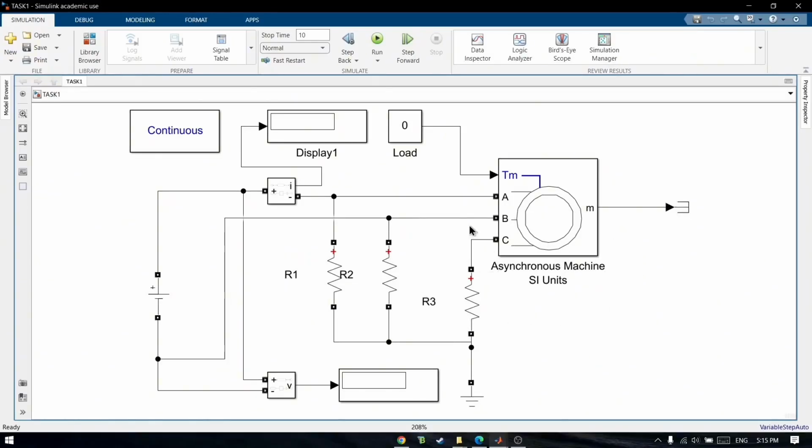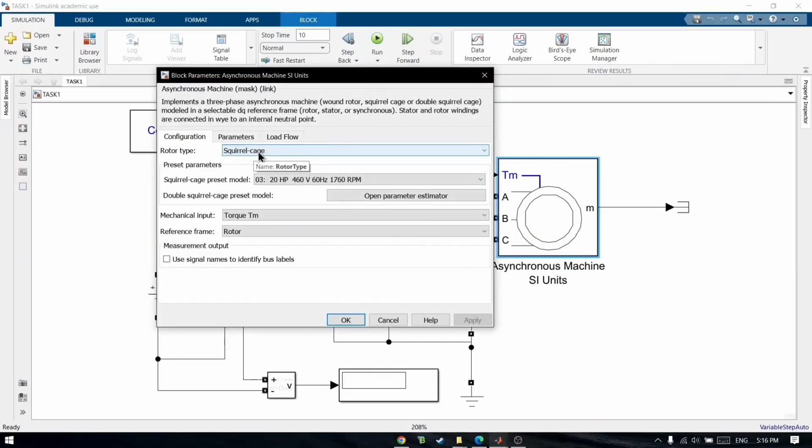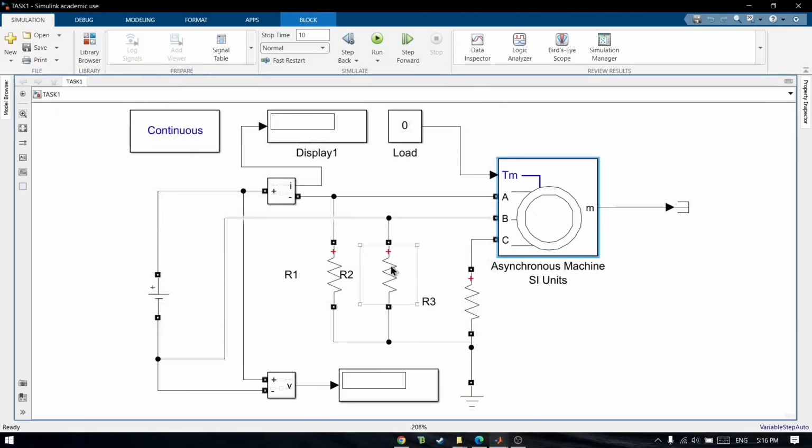This is the simulation model that I developed. The key components include the DC power source connected to the terminals of the Y-connected stator windings, and a synchronous machine block configured as a squirrel cage induction motor. We have display blocks to monitor the applied DC voltage, VDC, and current, IDC. So now let's run the simulation for 10 seconds.